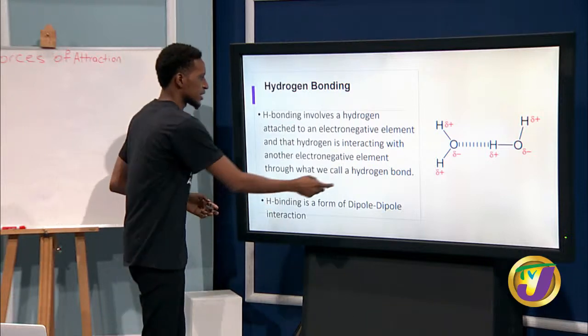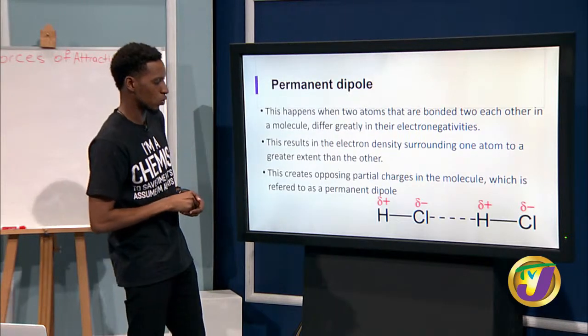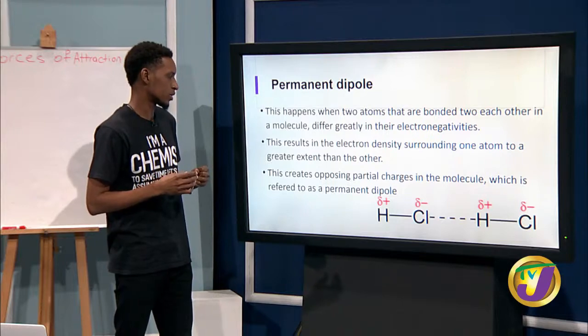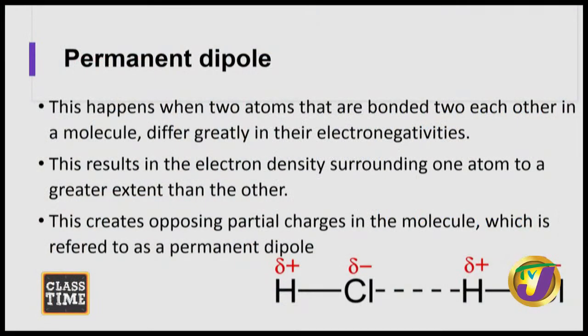Now, let's take a look at the permanent dipole. It says this happens when two atoms that are bonded to each other in a molecule differ greatly in electronegativities, and I had mentioned this earlier. The example that I used was HCl. You can see here that chlorine is a lot more electronegative than hydrogen. Therefore, the chlorine pulls most of the electron density from within that bond to itself, and chlorine develops a slightly negative charge. That symbol above chlorine that you see is delta negative.